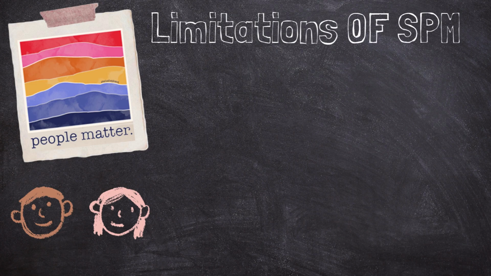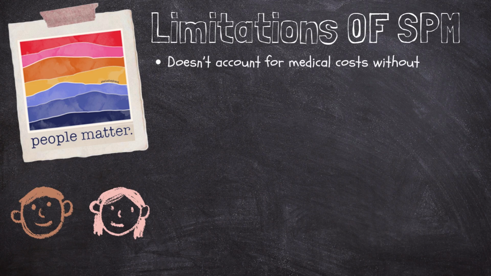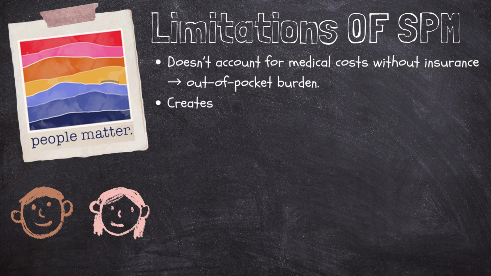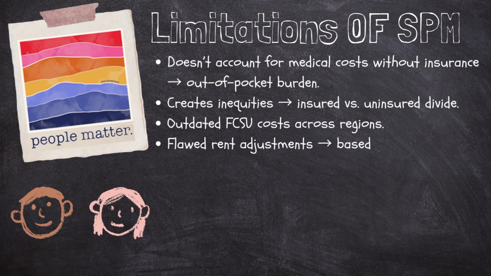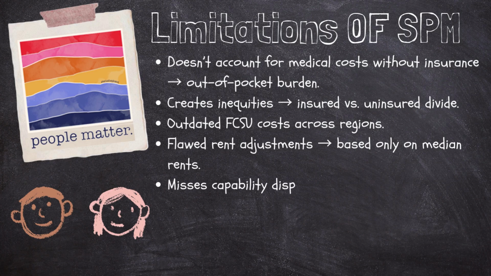SPM's limitations. While the SPM provides a strong baseline measurement as a poverty metric, it has several limitations that need to be addressed. One limitation is that the SPM fails to account for the value of financial aid related to health and medical expenses without insurance. As a result, individuals without health insurance must pay all of these costs out of pocket, reducing their overall purchasing power compared to those who receive government aid.